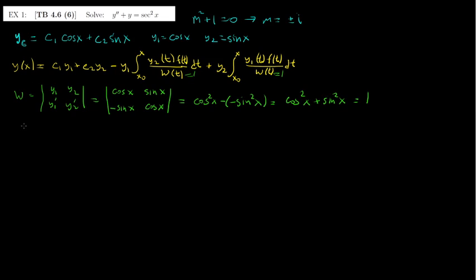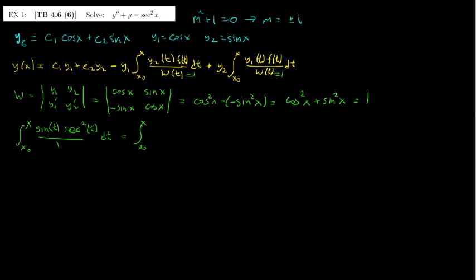Okay, so now let's evaluate these integrals here, right? So let's start with the first one. This is the definite integral from x0 or 0, either way, to x. y2, of course, is sine, but this is y2 of t, right? So this is going to be sine of t. And then f of t is secant squared of t, divided by 1, because the Wronskian is 1, dt, right? So x0 to x. So we have the definite integral of sine divided by cosine squared.